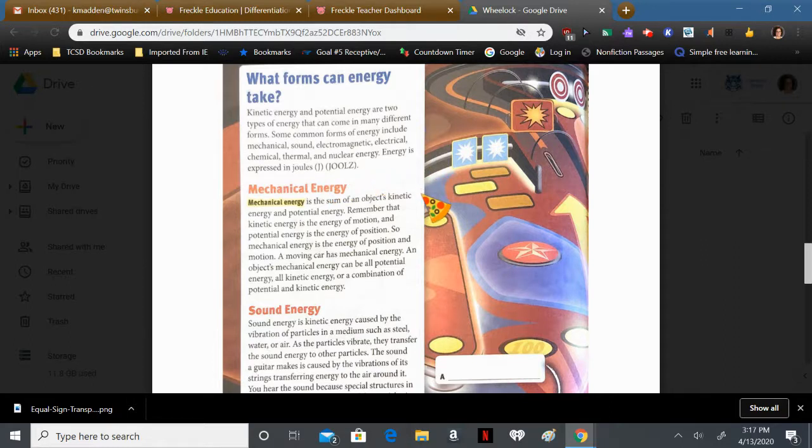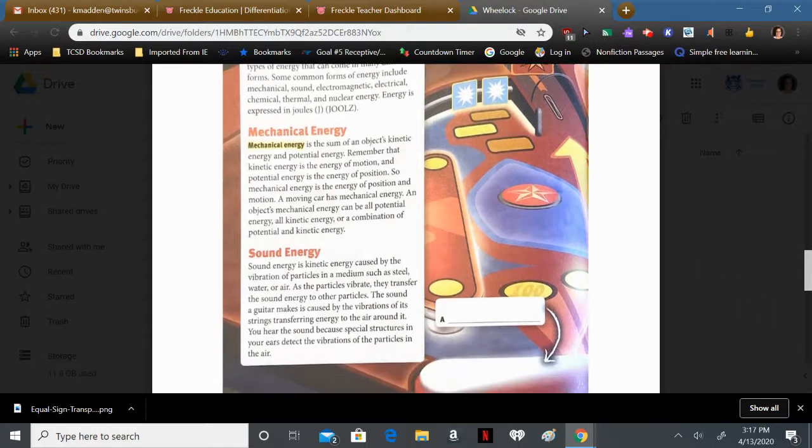Mechanical energy. Mechanical energy is the sum of an object's kinetic energy and potential energy. Remember that kinetic energy is the energy of motion, and potential energy is the energy of position. So mechanical energy is the energy of position and motion. A moving car has mechanical energy. An object's mechanical energy can be all potential energy, all kinetic energy, or a combination of potential and kinetic energy.